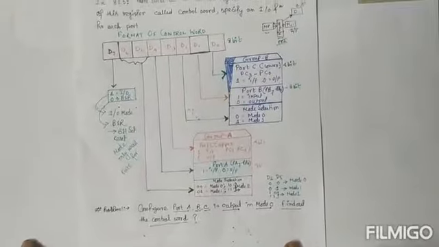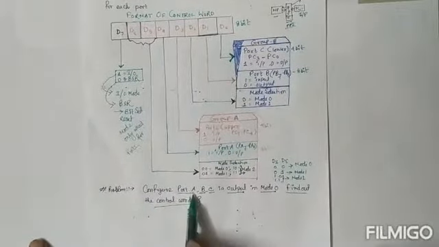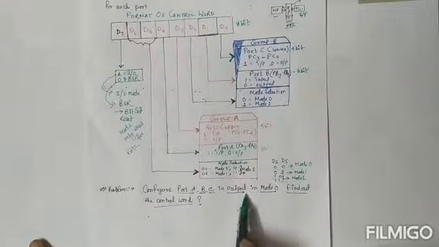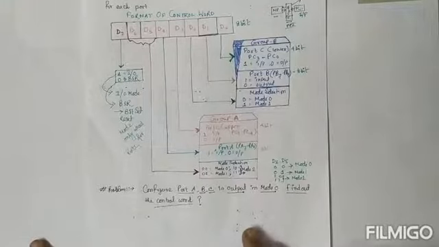This is the structure of a control word format, and here the problem indicates configure port A, port B, port C as output in mode 0 condition. Find out the control word.